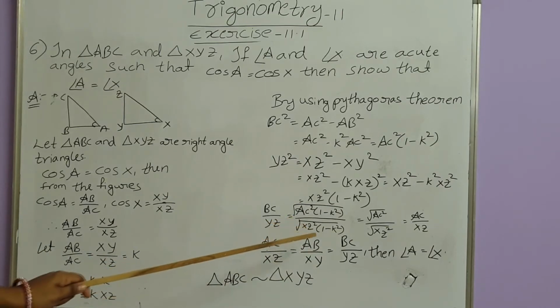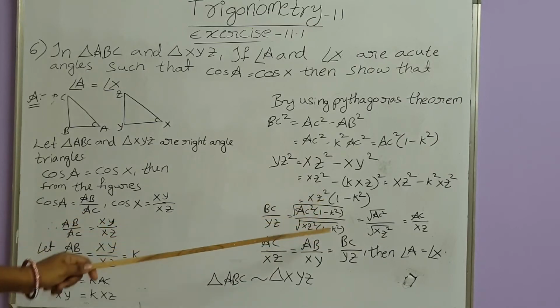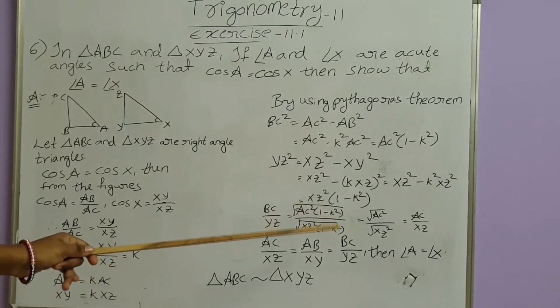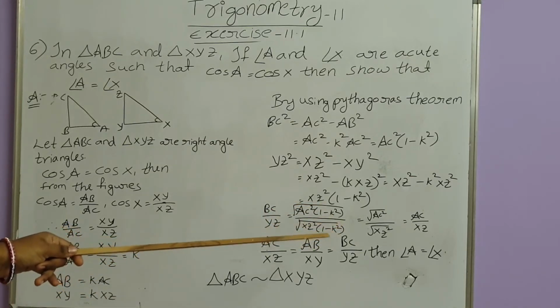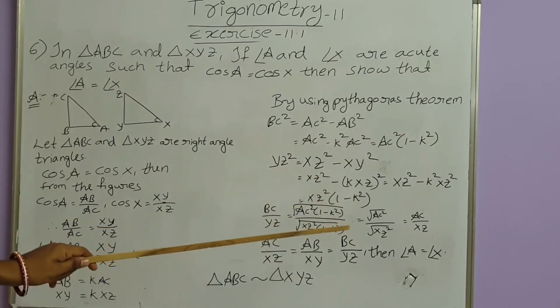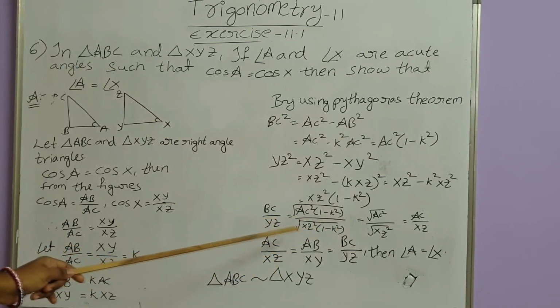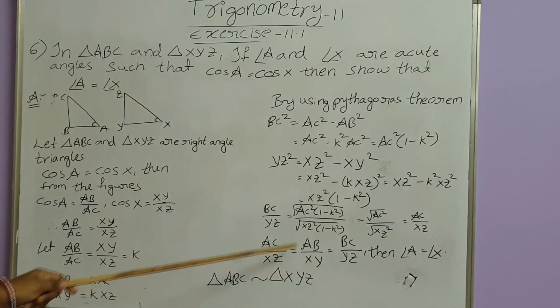These two terms are same, so cancel 1 minus K square. Here root of AC square by root of XZ square. The square and root both are cancelled, which is equal to AC by XZ. AC by XZ is equal to BC by YZ and AB by XY. So these two triangles are similar.